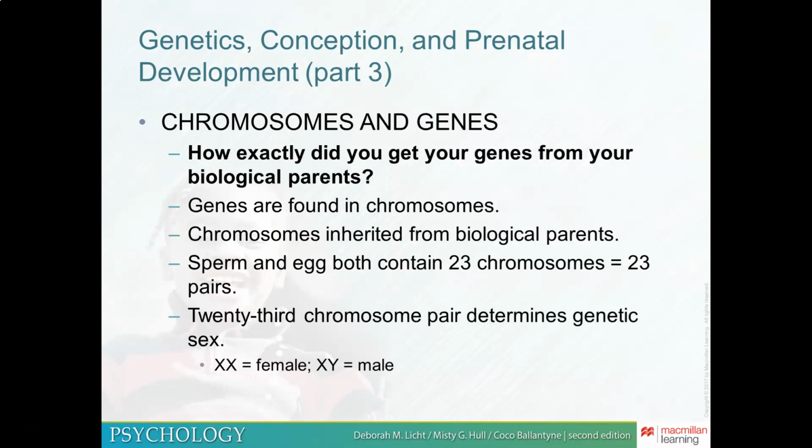Okay, so this basically explains how genes are found in chromosomes, and we inherit our chromosomes from our biological parents. Each sperm contains 23 chromosomes, and each egg contains another 23 chromosomes, which makes the 23 pairs. And what's important to definitely know and memorize is that it's the 23rd chromosome pair that determines genetic sex, whether male or female.